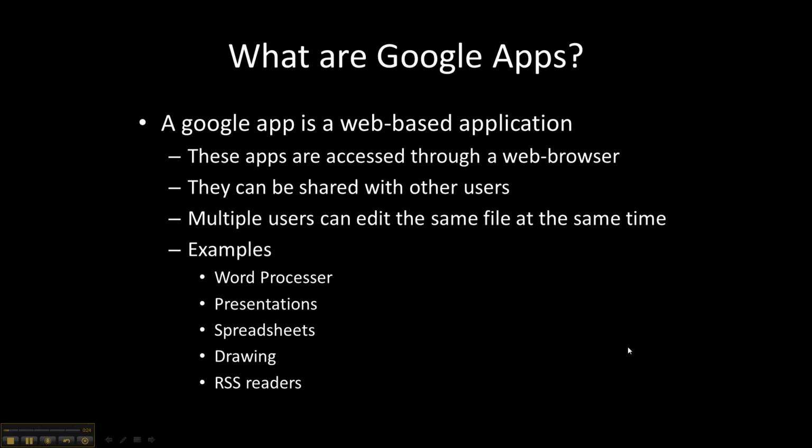So what are Google Apps? Well, basically, like I said, it's a web-based application, and what's unique or special about this is that they can be accessed with a web browser, and students do not need to purchase software, do not need to download software, and they can work with others, share files with others, and these files can often be edited at the same time. So what are some examples of these types of files?